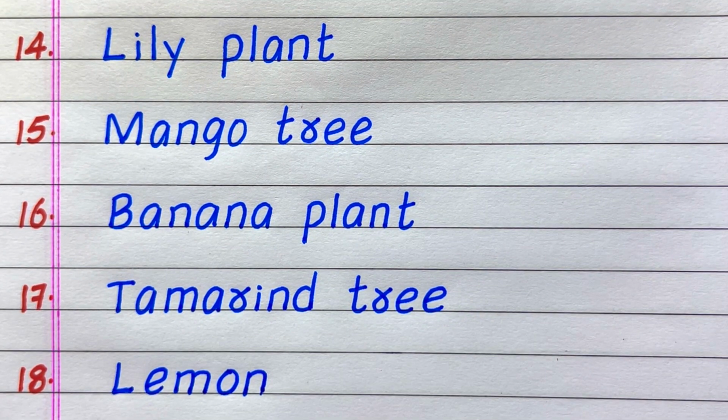Fourteenth example of a terrestrial plant is lily plant, 15th mango tree, 16th banana plant, 17th tamarind tree, 18th lemon.